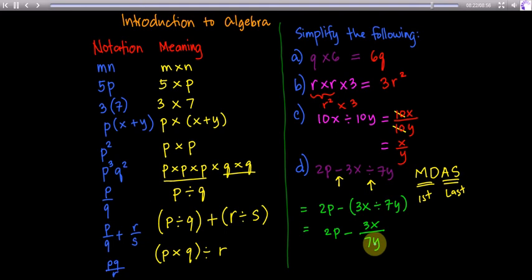Now let's try to evaluate if we could simplify it. Can we simplify 3 over 7? How about x over y? We can't, right? Meaning that's our final answer. So the final answer is 2p minus 3x over 7y.